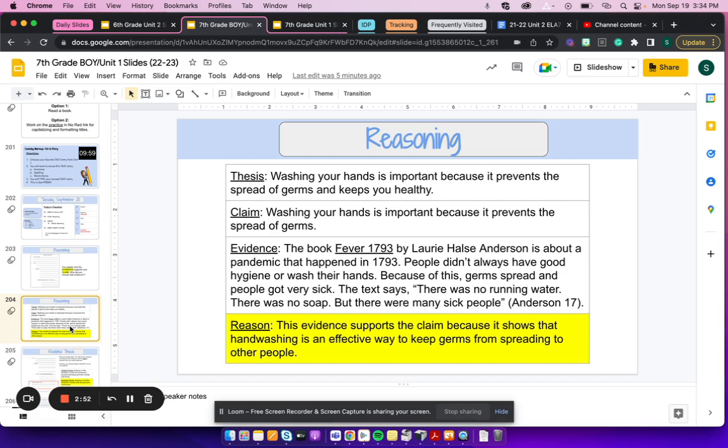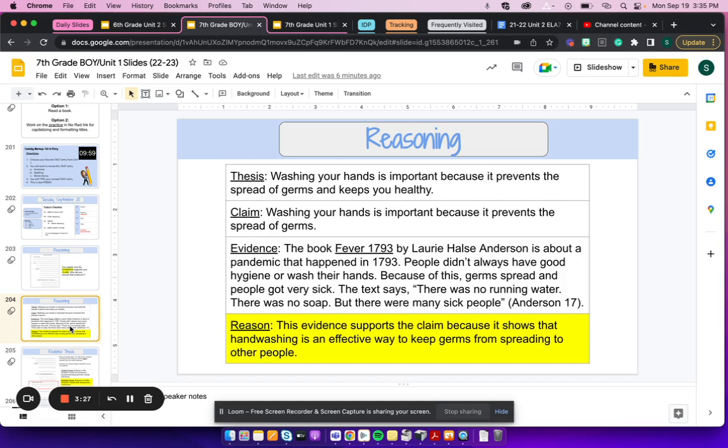So if my thesis statement for my pretend essay says, washing your hands is important because it prevents the spread of germs and keeps you healthy, then my claim 1 is, washing your hands is important because it prevents the spread of germs. My text evidence: the book Fever 1793 by Laurie Halse Anderson is about a pandemic that happened in 1793. People didn't always have good hygiene or wash their hands. Because of this, germs spread and people got very sick. The text says, "There was no running water, there was no soap, but there were many sick people." Anderson 17.